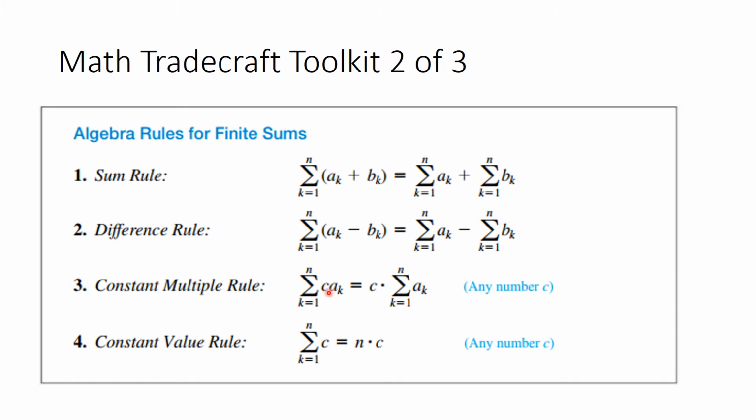So if I have c times each term in a sum, I can pull the c outside of the sum, and that's true for any number c. And this one is one that students sometimes have problems with. You see there's no k here, so that means when k equals 1, you're adding c. When k equals 2, you're adding c. When k equals 3, you're adding c. When k equals n, you're adding c. So how many times did you add c to itself? n times. We're going to be using these formulas, so make sure you're recalling these.